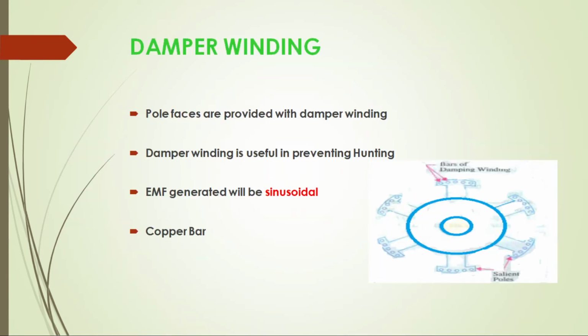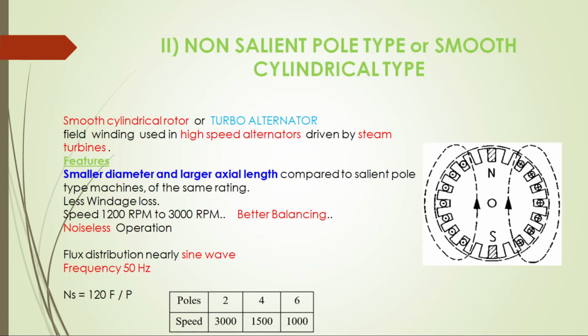So damper winding is useful in preventing hunting. Hunting we have seen in the previous classes. Now let us see the non-salient pole type or smooth cylindrical type of rotor. This type of rotor is also called as turbo alternator. The alternator employing non-salient pole type of rotor is called as turbo alternator.